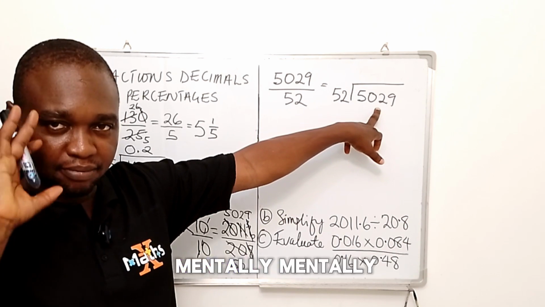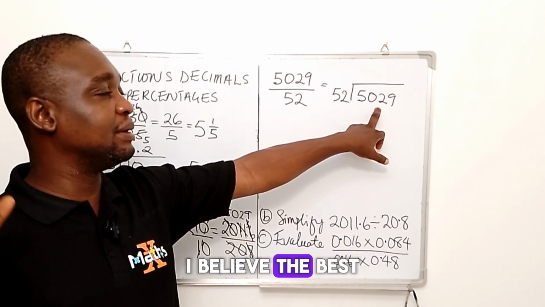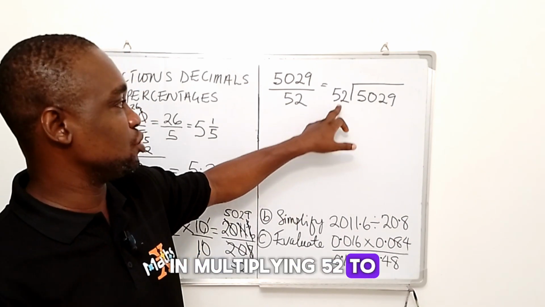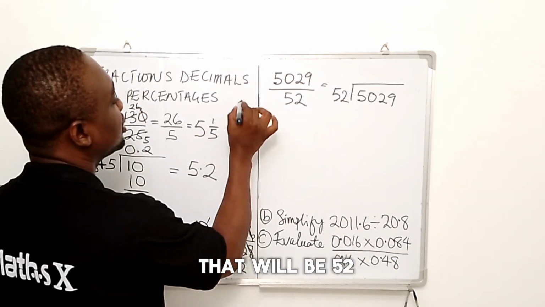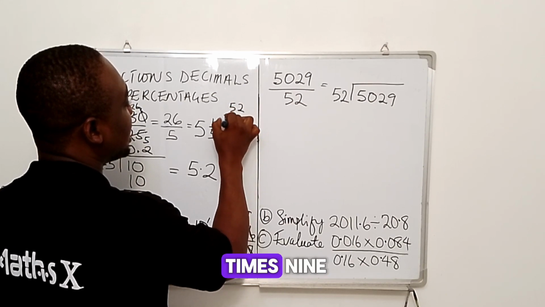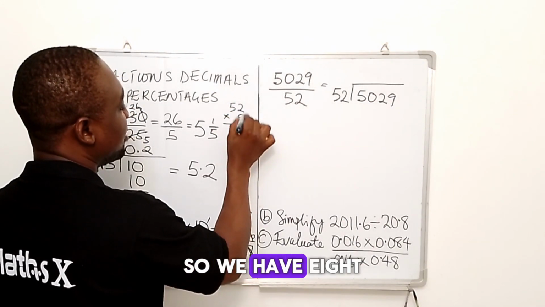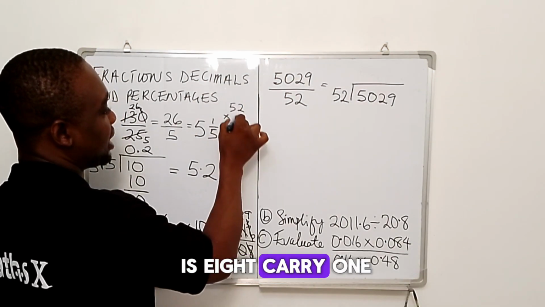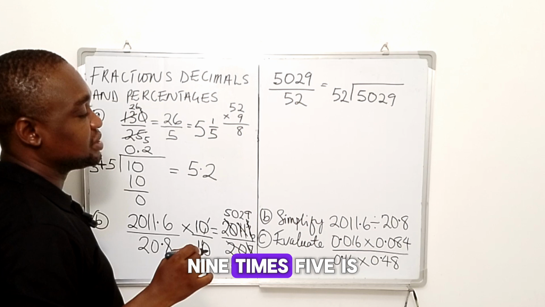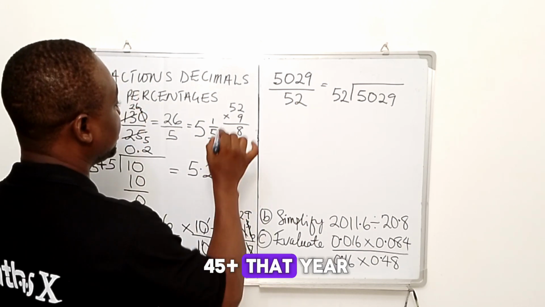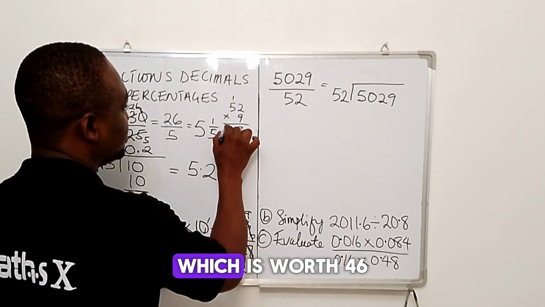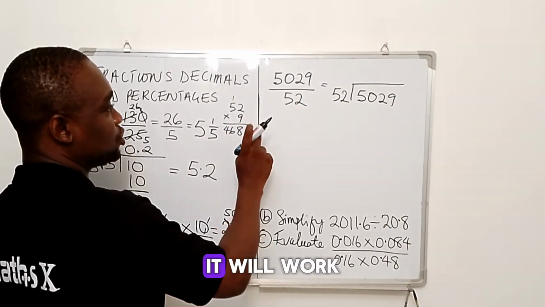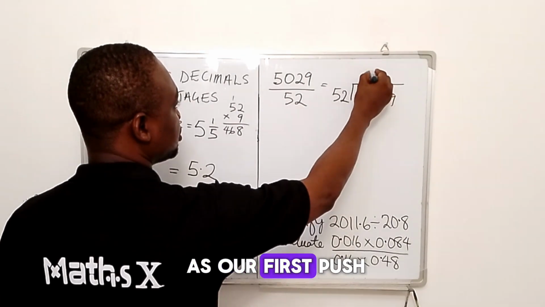So in my mind, mentally, I believe the best number to use will be 9 in multiplying 52 to have something close. Let's do a rough. That will be 52 times 9. So we have 9 times 2 is 18, write 8, carry 1. 9 times 5 is 45, plus that 1 that was here, which is 46. This is close, because if you use 10, it won't work. So let's use 9 as our first quotient.